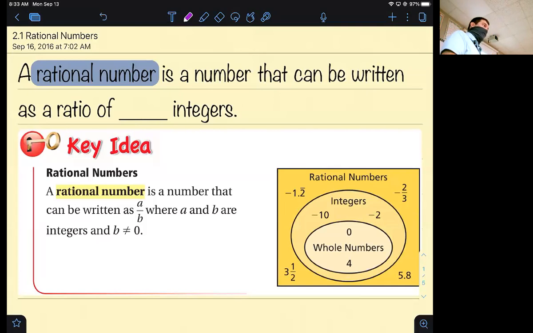Integers are a subcategory, like the chapter we just did with integers. And even within integers, we have a subcategory of whole numbers. Whole numbers are the numbers you first learn when you're learning to count.